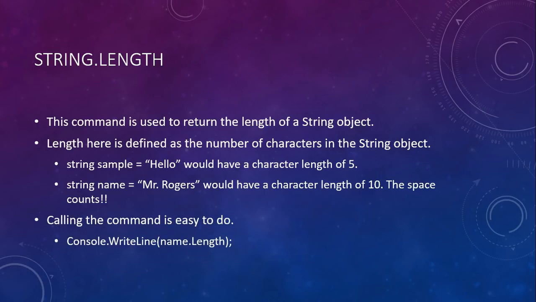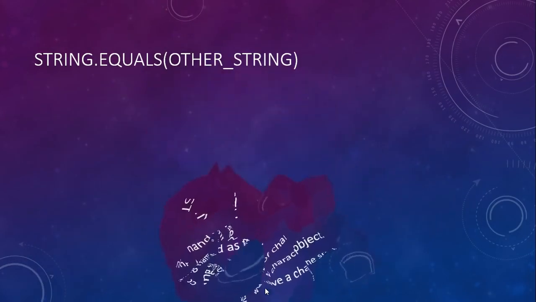Now, calling the command is easy enough to do. All I do is Console.WriteLine(name.Length). And that's really all I have to do, and it will do the rest. Now, if for some reason you get an error with some of these commands and you start looking, like, well, why is this not working? You may just have to add an empty set of parentheses after the function name. And that would be it.